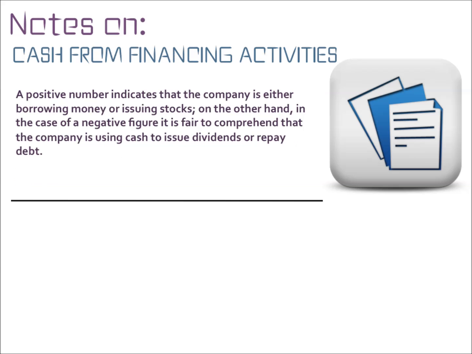A note on cash from financing activities. A positive number indicates that the company is either borrowing money or issuing stocks. On the other hand, in the case of a negative figure, it is fair to comprehend that the company is using cash to issue dividends or repay debt.